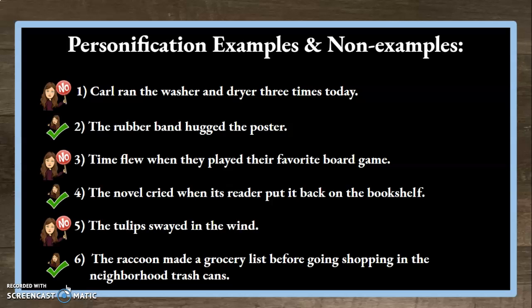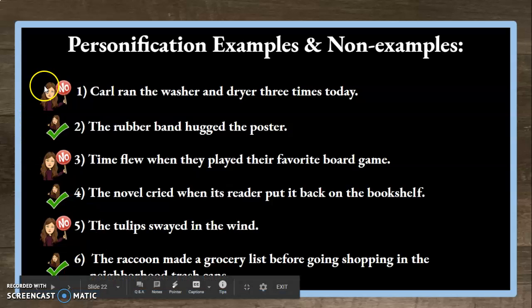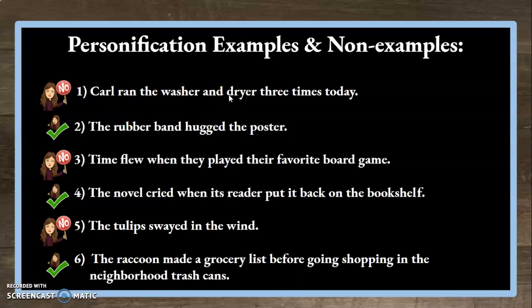Okay, 1, Carl ran the washer and dryer 3 times today. This is not personification. It may look like the washer and dryer are running, but they are not physically jogging like a human. If that were the case, it would be personification. But the word ran actually has 2 different definitions. And here it means that it is operating. So they're performing their task, the washer and dryer. They're operating. So in this case, it's not personification.